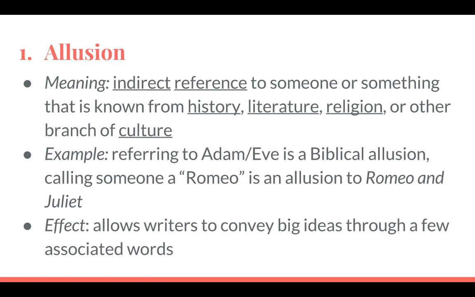And the purpose or the effect of an allusion is to allow writers to convey big ideas through a few associated words. So just bringing up somebody's name in these cases lets you in on the whole story without them needing to necessarily go in depth into the whole thing.